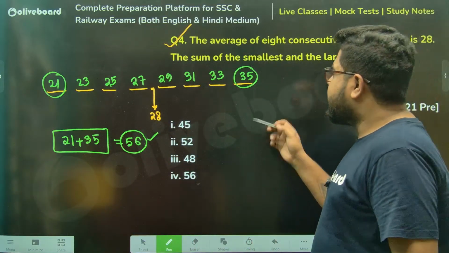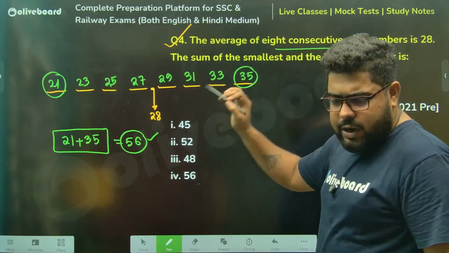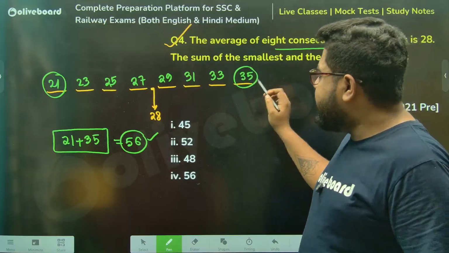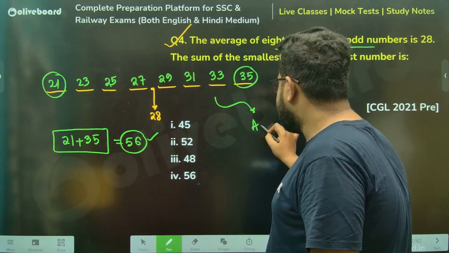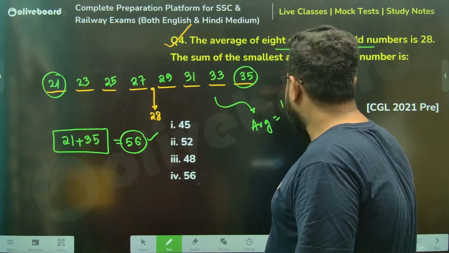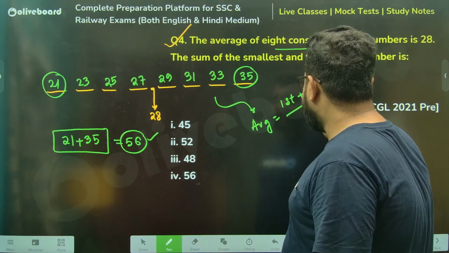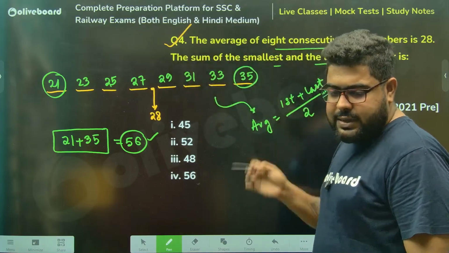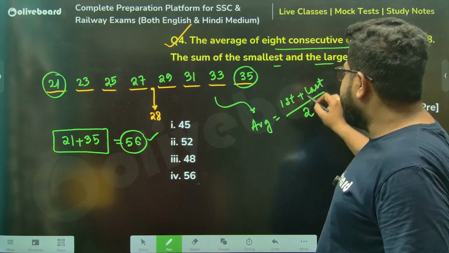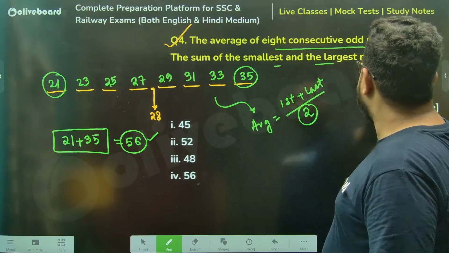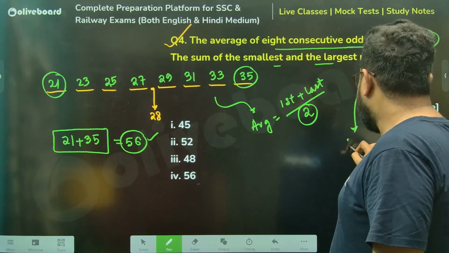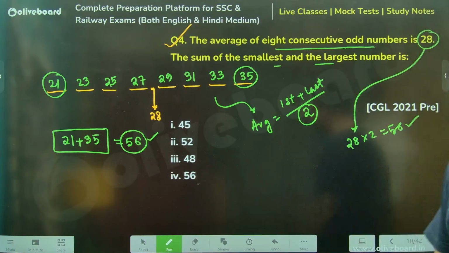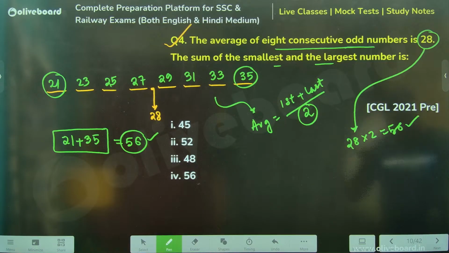Sir, always remember consecutive numbers, be it odd, be it even, be it normal consecutive numbers, they always form an AP series. And in case of any AP, sir, average is first term plus the last term divided by 2. So if they're asking smallest and the largest, meaning first and the last, that sum will be 2 times the average. So I can directly say if this is 28, my answer will be 28 times 2, which is 56. Directly here we could do this.